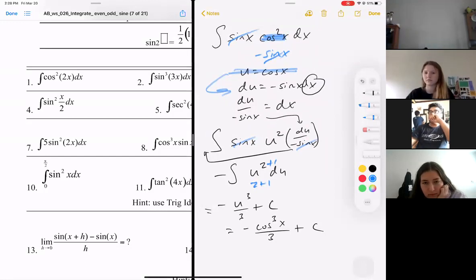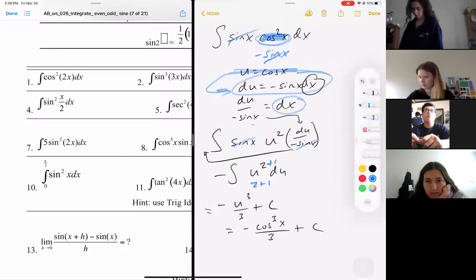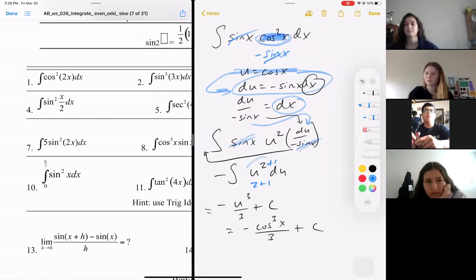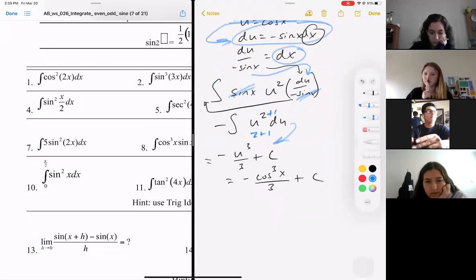We called u cosine. We took the derivative, solved for dx, substituted our du back in, our signs divided out, leaving us our u cubed problem. U cubed, we can integrate u squared pretty easily by n plus 1 over n plus 1. This is here. Then we plug back our u, and we're good.